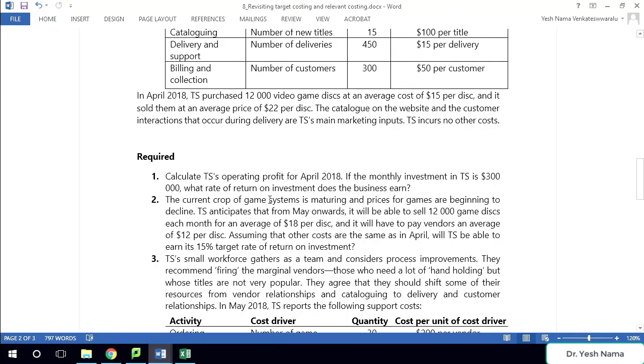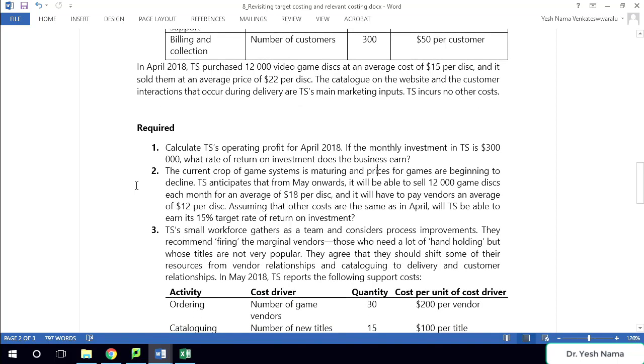The current crop of game systems is maturing and prices for games are beginning to decline. The company anticipates that from May onwards, it will be able to sell 12,000 discs each month at an average of 18 per disc. So earlier selling price was 22 per disc. Now it will sell for 18 per disc. And it will have to pay the vendors an average of 12 per disc. Earlier it was paying 15 per disc. Now it's paying 12 per disc.